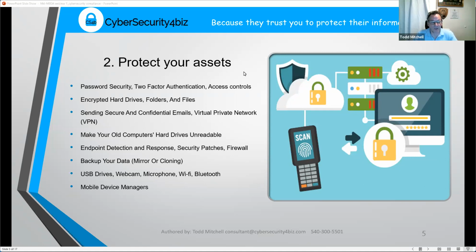Making your old computer hard drives unreadable. If you have old computers, like the old Windows XP computers you finally got rid of in the back of the office, you can't just drop those off at a thrift shop, recycle center, or throw them in the dumpster, because somebody could get that hard drive and pull all the data off of it. So you need to make sure that those drives are wiped correctly so that the information is unreadable. And that way it keeps your information contained.